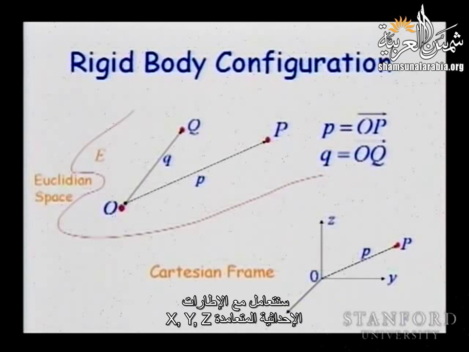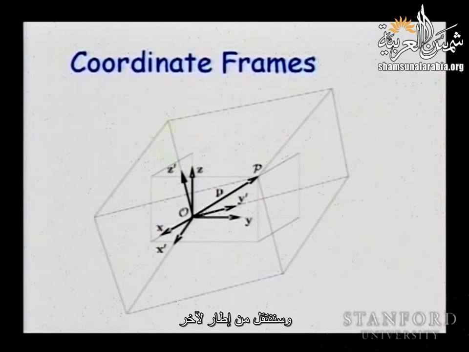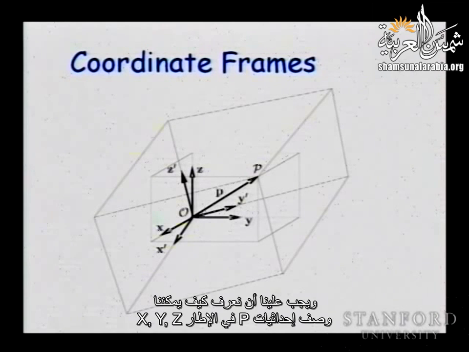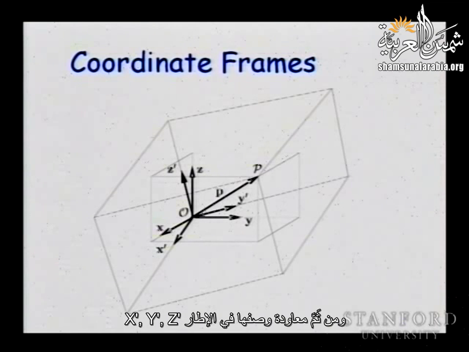We will work with orthonormal frames, x, y, and z, and we will go from one frame to another. So in this case, x, y, and z, and we did a small rotation about the same origin, and we ended up with a different frame. And we need to know how we can take a description of the coordinates of p in the frame x, y, and z, and then go to a description in frame x prime, y prime, and z prime. And this is going to happen using transformations.